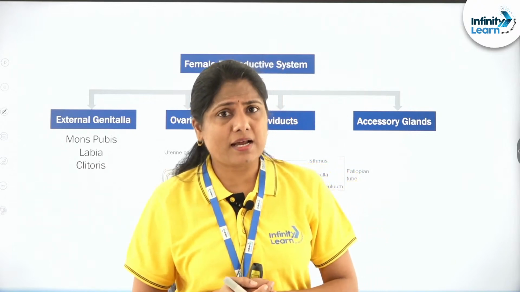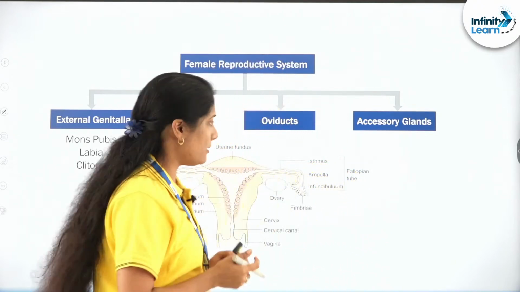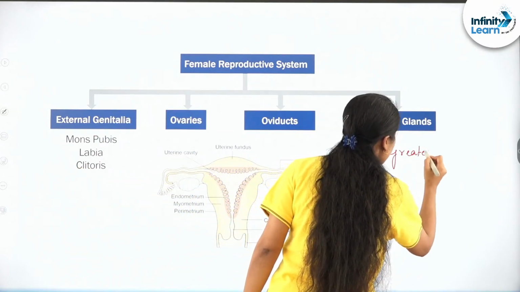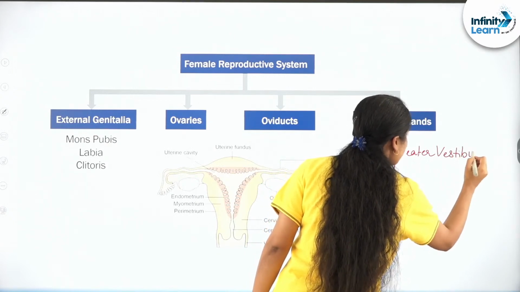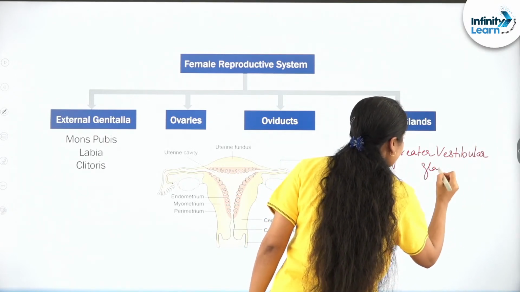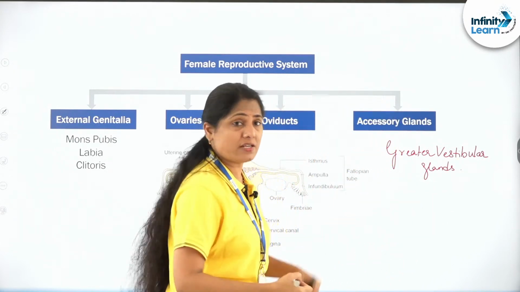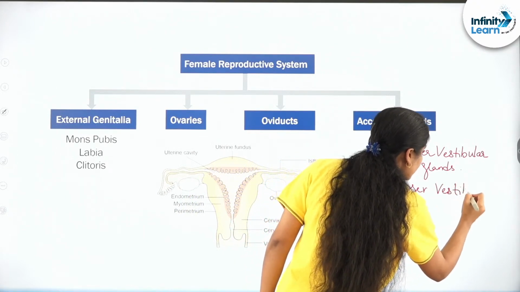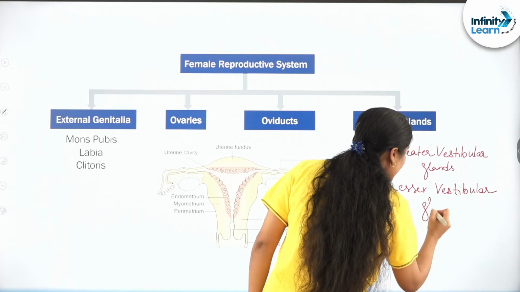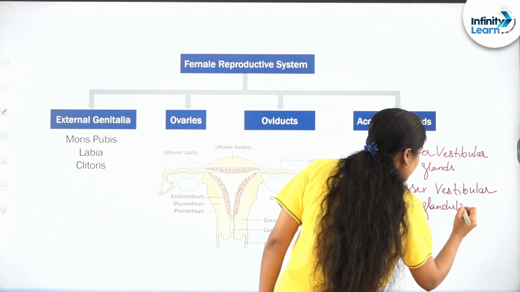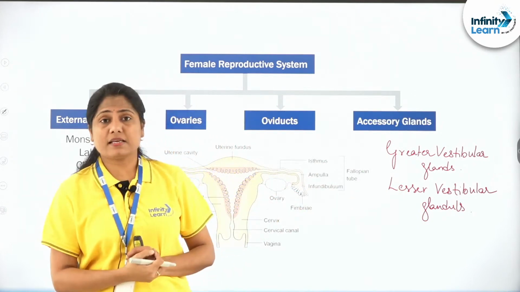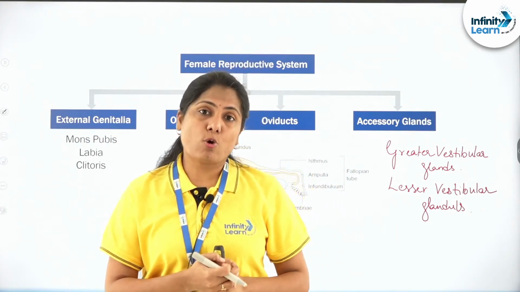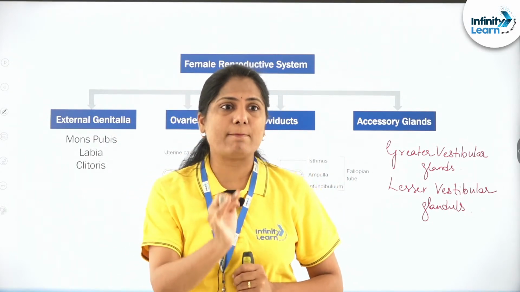And there are accessory glands, not mentioned in the NCERT text again, but the accessory glands include the greater vestibular glands, which function just like the bulbourethral glands in the males, helping with the lubrication process, and lesser vestibular glands, or also referred to as the paraurethral glands, right? So these are the accessory glands that you see, and of course there are mammary glands, important in your animal kingdom chapter, also a unique feature of mammals, right?